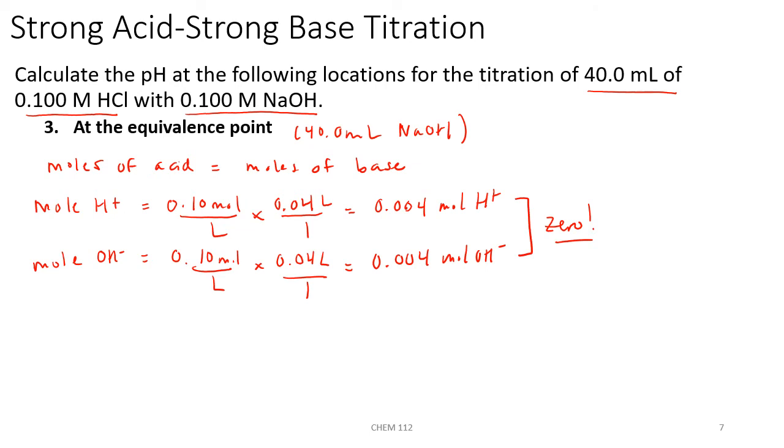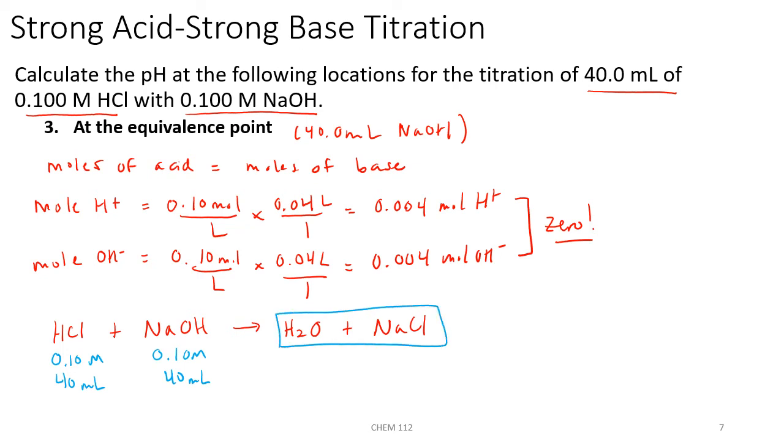The pH is going to depend upon which salt is formed, if it's an acidic salt, a basic salt, or a neutral salt. So recall that our overall reaction was HCl plus NaOH forming H2O plus NaCl. At the equivalence point, we had the same number of moles of acid and base present, both 0.1 molar, both 40 milliliters were added. So those two are completely neutralized. There's no hydrochloric acid left, there's no sodium hydroxide left. At the equivalence point, all that's present is water and sodium chloride.